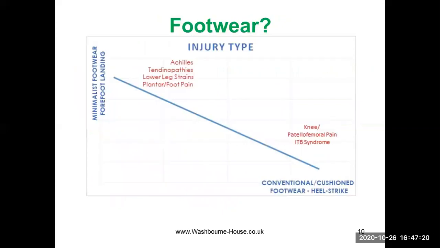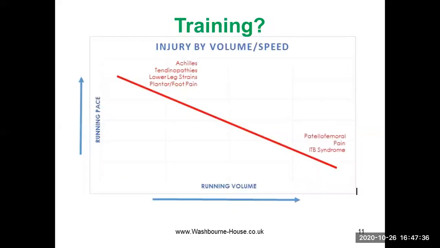There is a strong correlation between heel pain and footwear, in that the more minimalist footwear someone wears, the more likely they are to have plantar or foot pain, whereas with more conventional or cushioned footwear, they are more likely to have knee pain. And training, again, particularly for runners: running pace, the faster you run, the more plantar foot pain we see, whereas the higher the volume, the more knee pain.